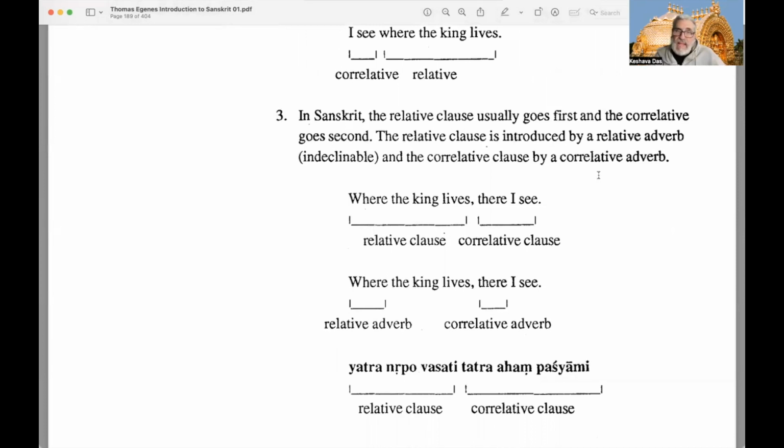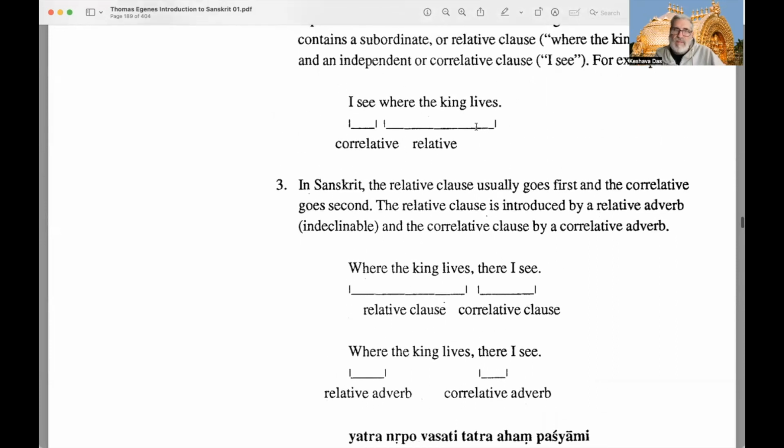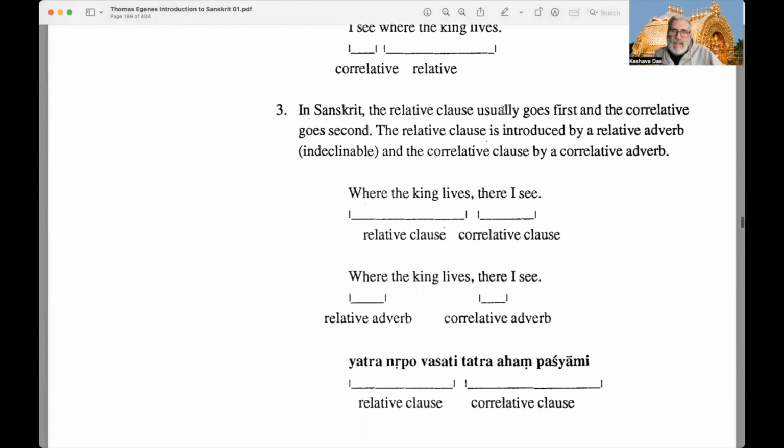In Sanskrit, relative clauses usually go first and the correlative clause, of course, goes second. But up here we have an English sentence. We've got "I see," that's the correlative clause or the primary clause. "Where the king lives" is a secondary, subordinate, or relative clause. So we've got first the primary and then the secondary. Down here he's saying that usually the relative clause or subordinate clause comes first, from left to right, and then we get the correlative or what's called the primary clause.